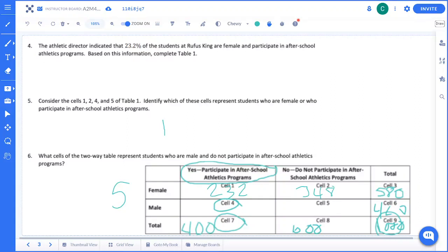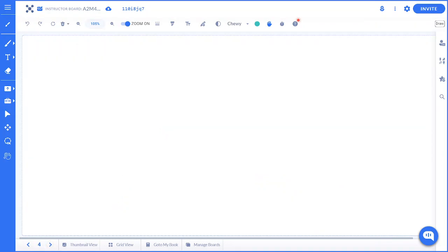And if we know cell 7 is 400 and cell 1 is 232, then that's going to make cell 4 168. And since that is 168, we know cell 6 is 420. We would subtract that, and we get 252. Hopefully that's pretty simple. Once we are given that extra information, we can fill out the rest. And it's just knowing how to read a chart. Okay. All right, let's go to page 4.